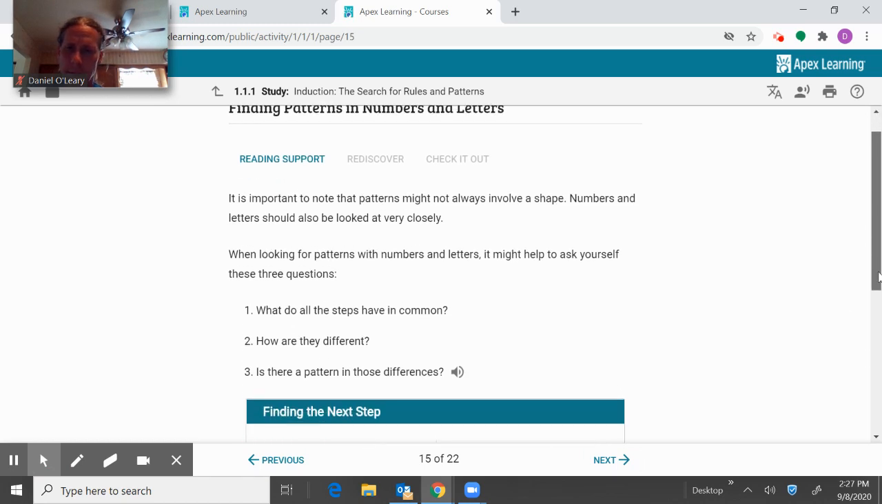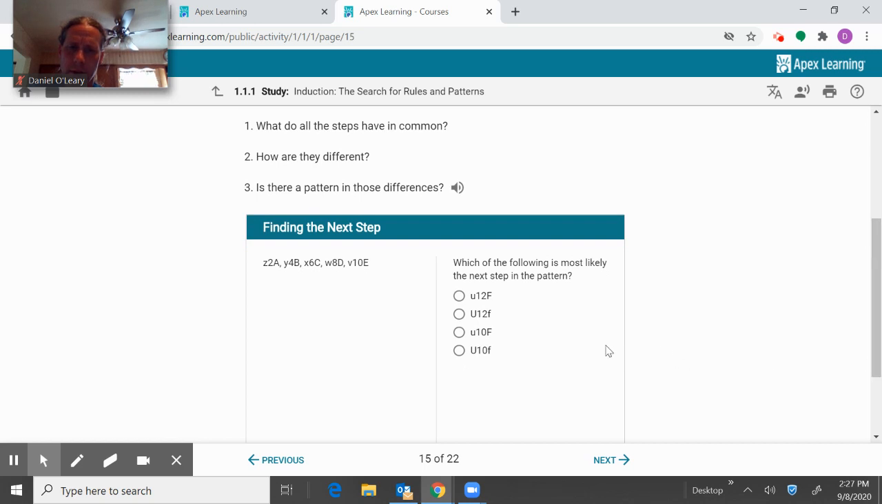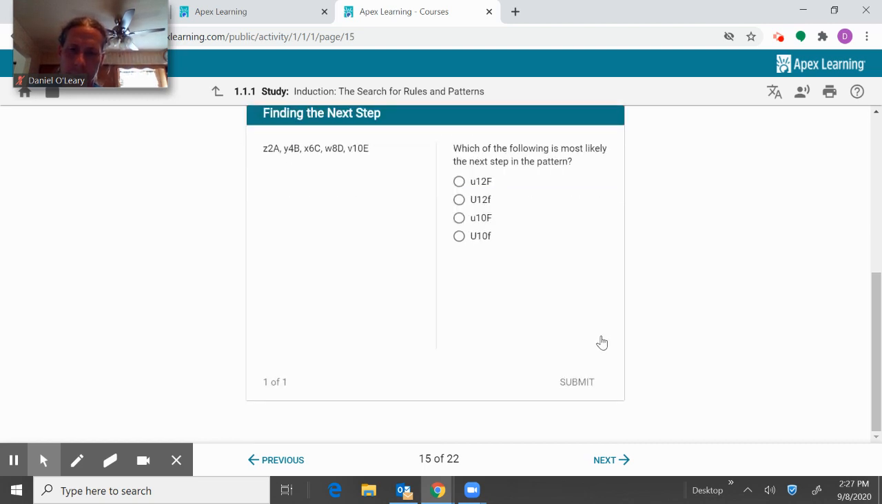Here's more information. Finding the next step: which of the following is most likely the next step of the pattern. Looking at the letters, numbers, letters, what would make the most sense to be next. See if you can figure that out. Click the answer that you think and hit submit.